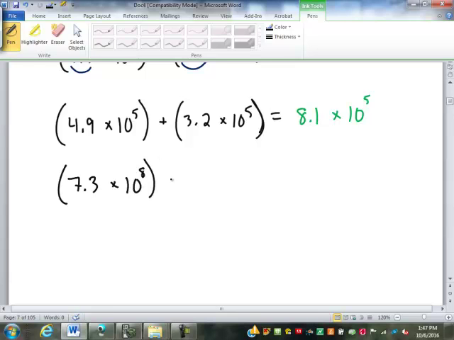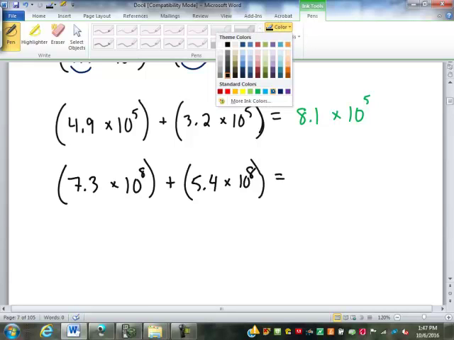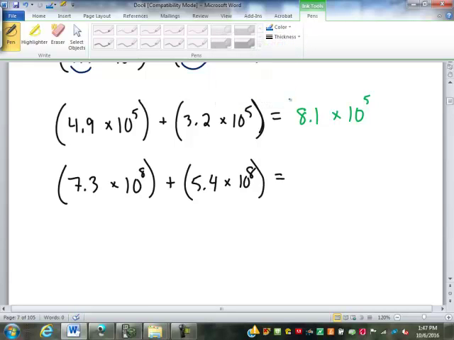So 7.3 times 10 to the 8th plus 5.4 times 10 to the 8th. So we have the same name still, so we can combine them. So we're going to add our counts. 7.3 and 5.4 make 12.7 times 10 to the 8th. Good. Now, what's wrong with this answer?